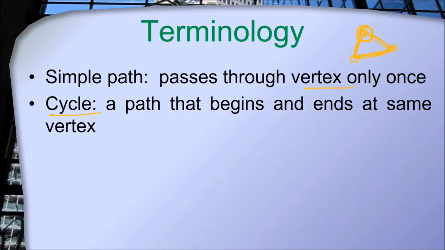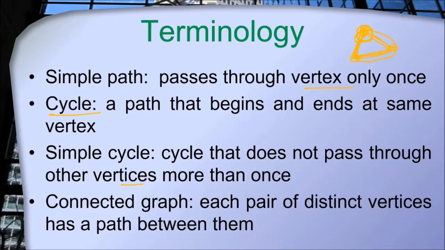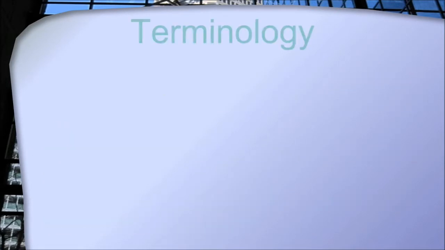A cycle means it begins and ends at the same vertex. A simple cycle is a cycle that does not pass through other vertices more than once. Okay, it can pass here, but other vertices not twice. A connected graph: each pair of distinct vertices has a path between them.